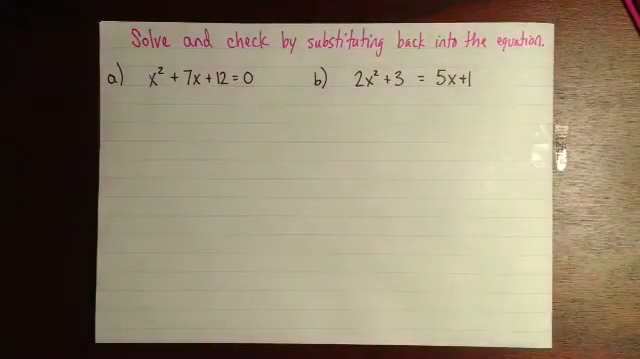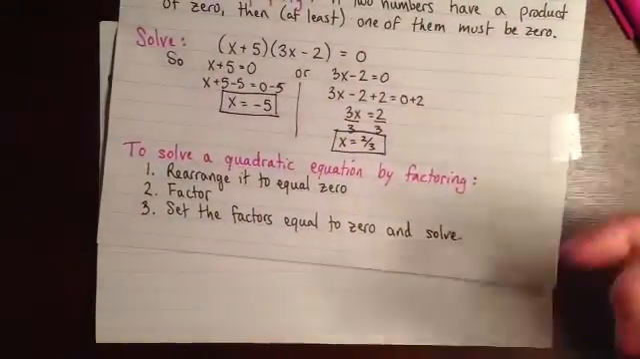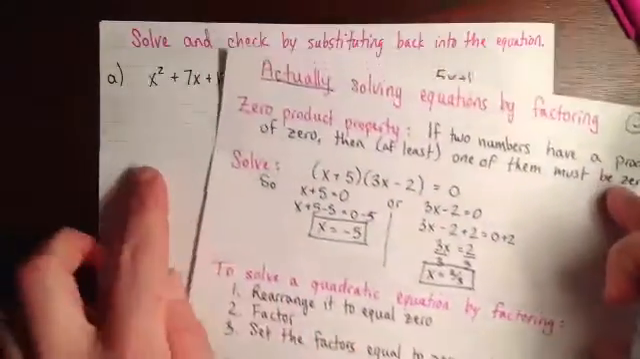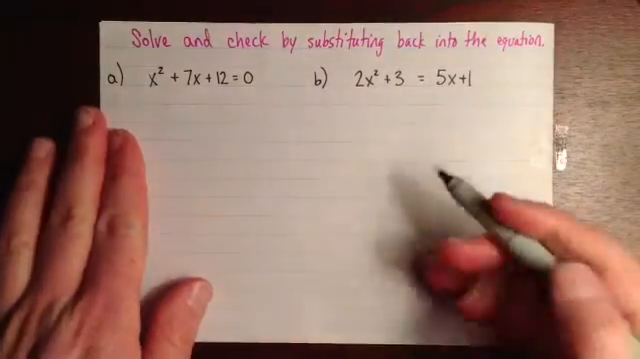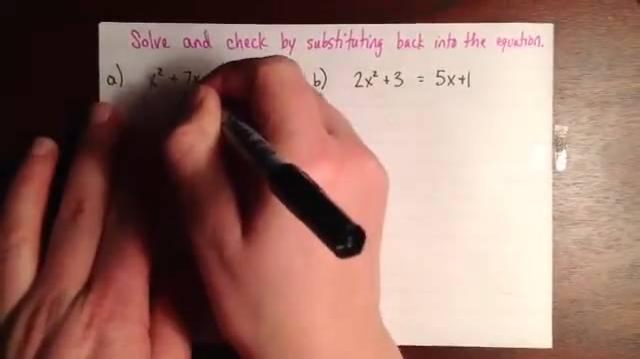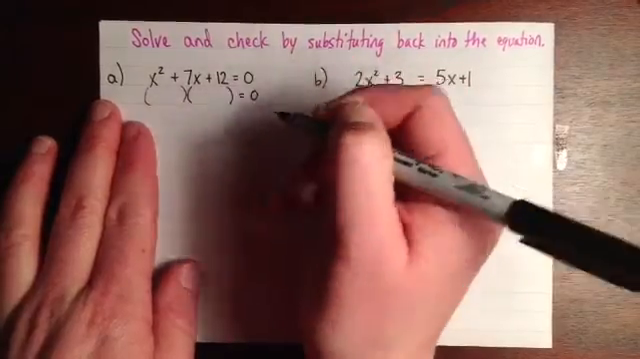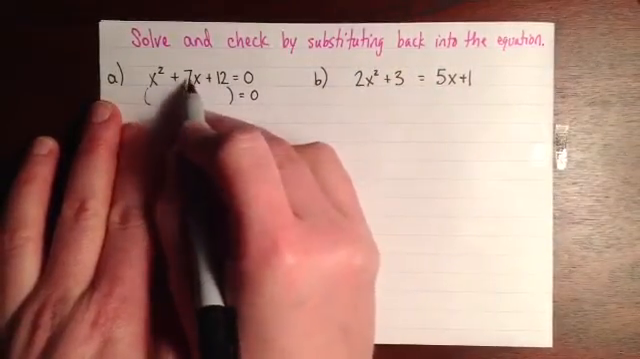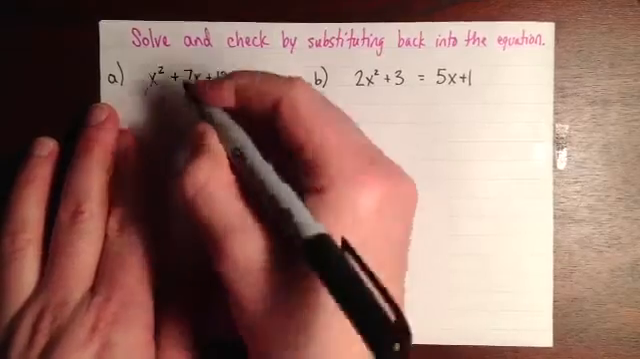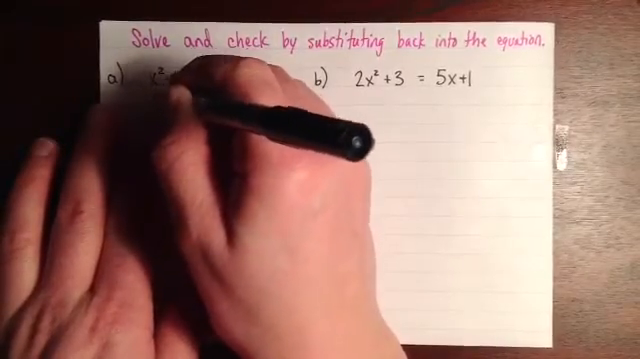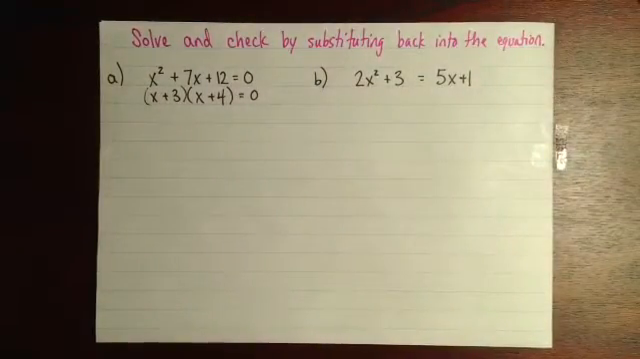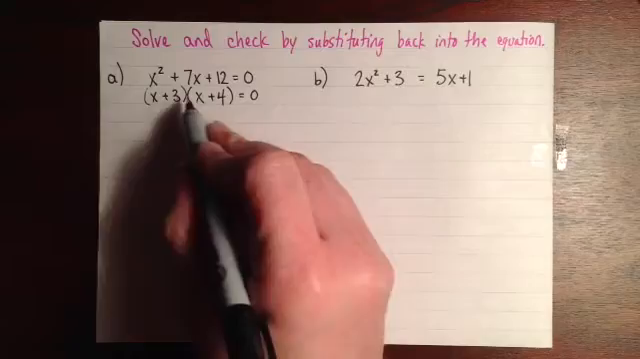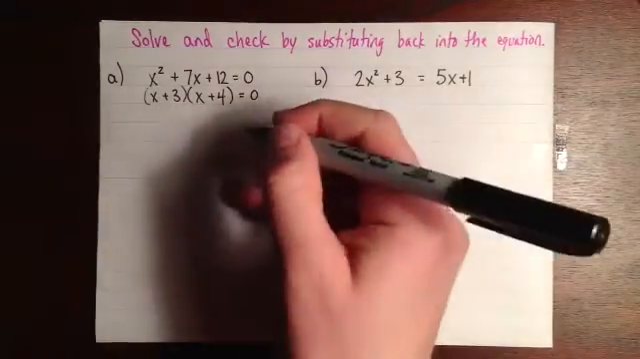So the first one here, we've got x squared plus 7x plus 12 equals 0. If I check my list of steps here, the first one is rearrange it to equal 0, and that's already done. So we don't have to do that. Second thing, factor this here. I need things that add to 7 and multiply to 12 times 1. It's going to be x plus 3 times x plus 4. Okay, and you may have factored that a different way, but you should get the same answer.